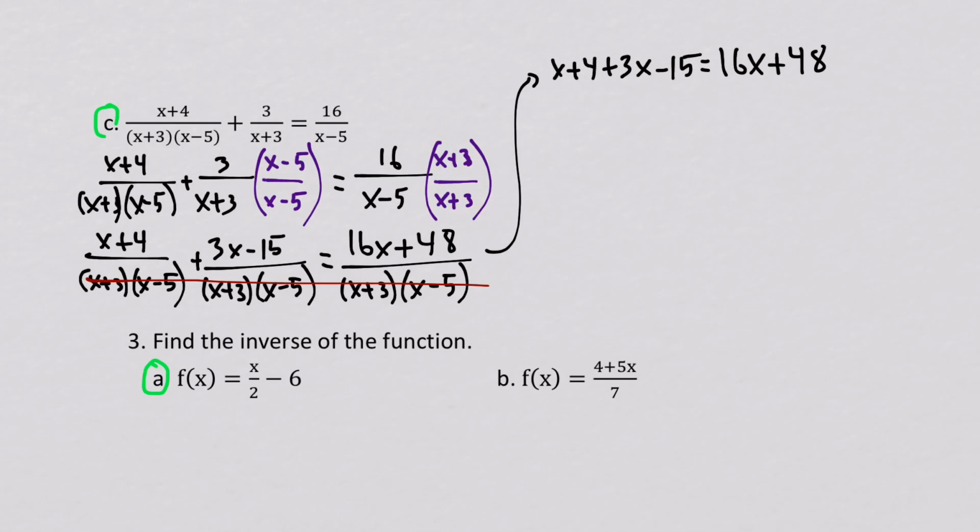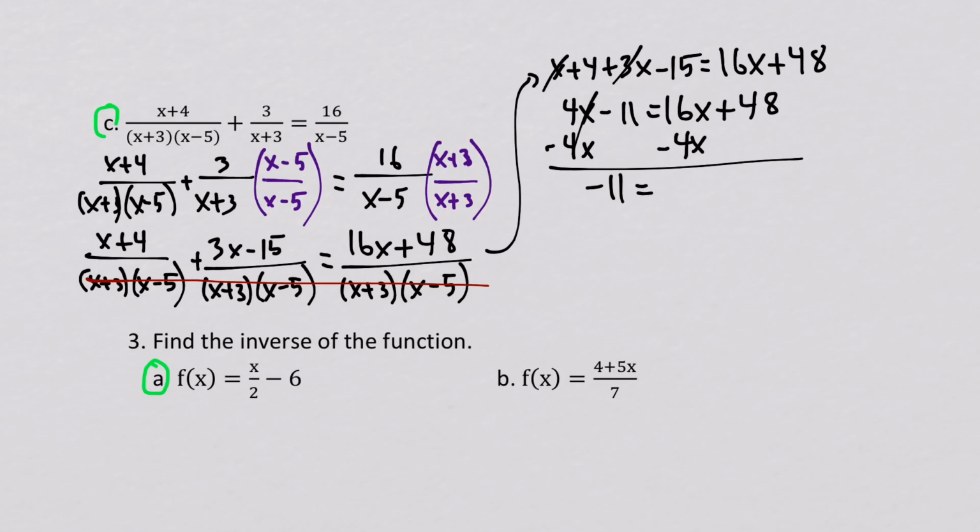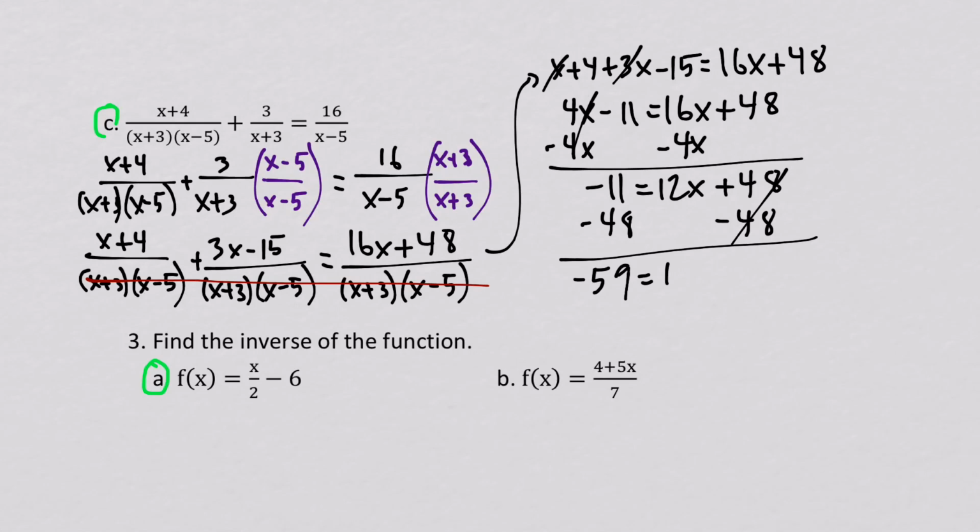So now we're going to combine like terms here on the left side. X and 3x make 4x. Then 16x plus 48. We're going to subtract 4x, which gives 12x plus 48. We're going to subtract 48. That's negative 59 equals 12x. Divide by 12, and there you go. X is equal to negative 59 over 12.